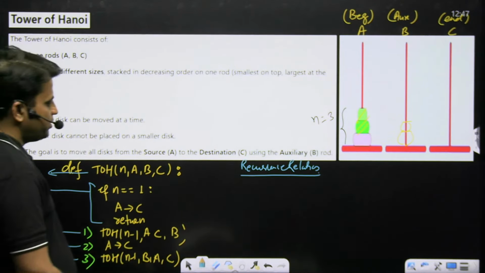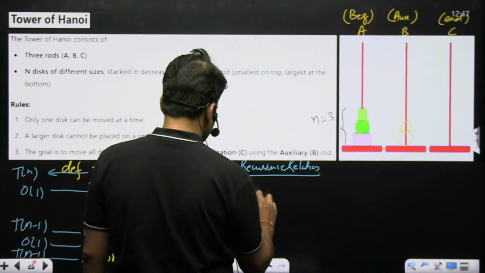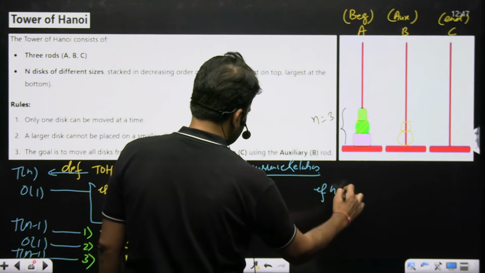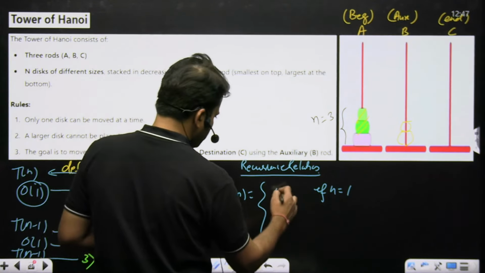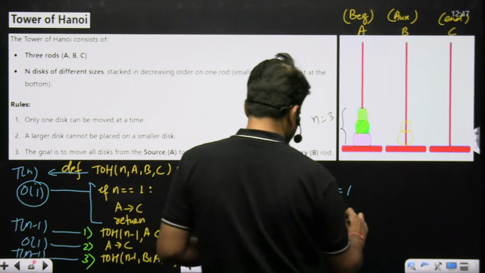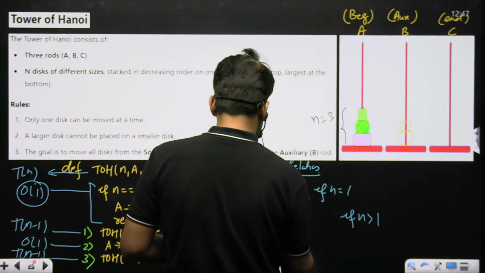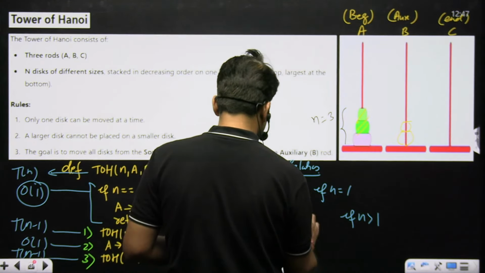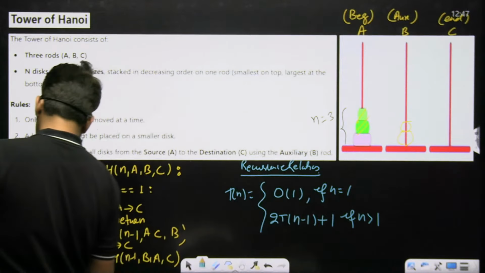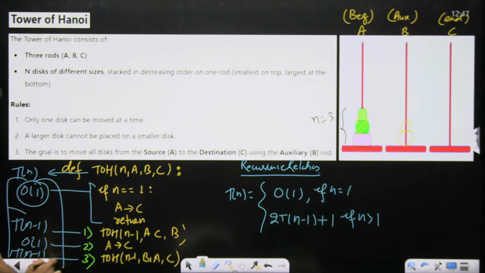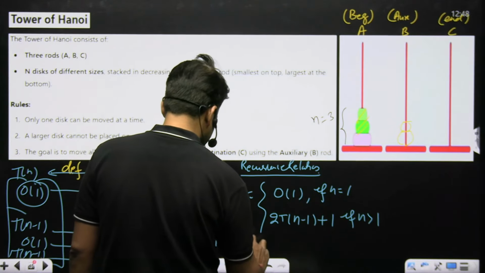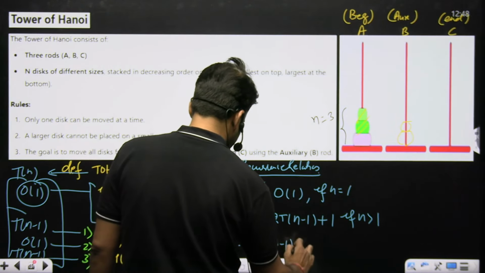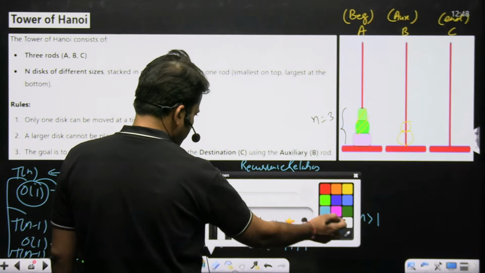So the total time recurrence relation for time complexity: T(n) equals, if n equals 1, then it will be constant, order of 1. Otherwise, if n is greater than 1, then it is the sum of these two. Sum of all means 2T(n-1) plus a constant. So k is a constant here.